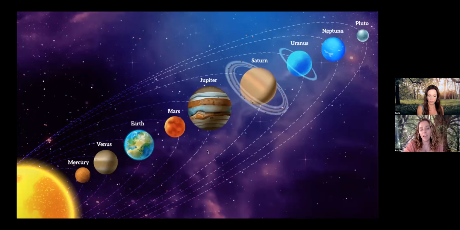But then once we get past, I believe it's either the Kuiper belt or the asteroid belt, we have a belt here and a belt here. That's where we have all these gaseous planets, and they're not made up of the same thing. And you can see Jupiter is the biggest planet in our solar system.